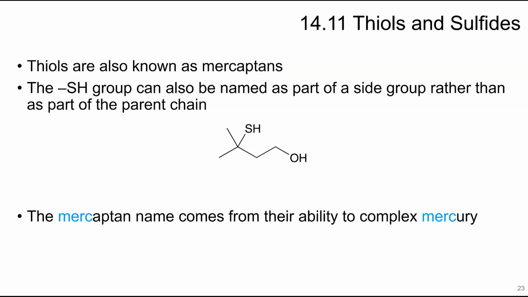If you have a thiol present while there's also an alcohol present, the alcohol will take precedence over the thiol. This would be called 3-mercapto 3-methyl-1-butanol. And the reason that they're called mercaptans comes from their ability to complex mercury. 2,3-dimercapto-1-propanol is used to treat mercury poisoning.